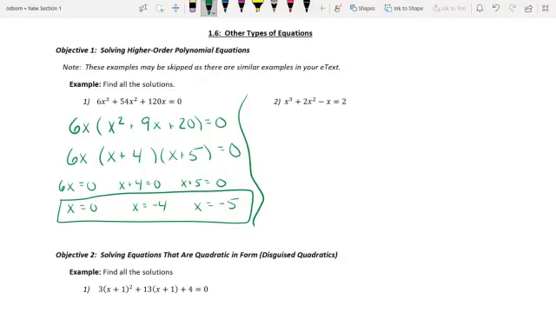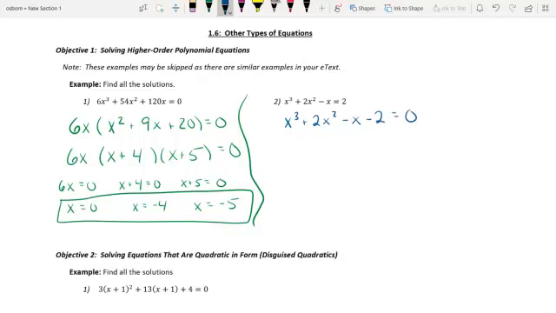Now for the next problem, I've got x cubed plus 2x squared minus x equals 2. Now, the first thing I want to do is move that 2 over to the other side of the equation. When I do that, that gives me x cubed plus 2x squared minus x minus 2 equals 0.